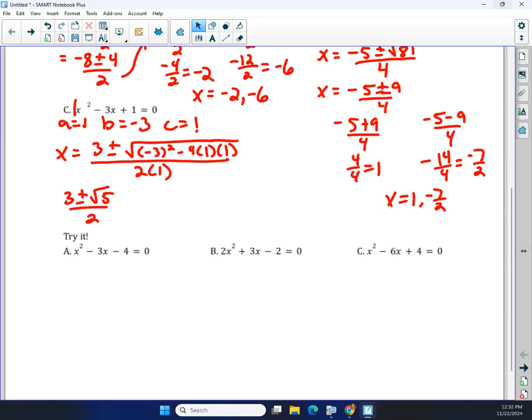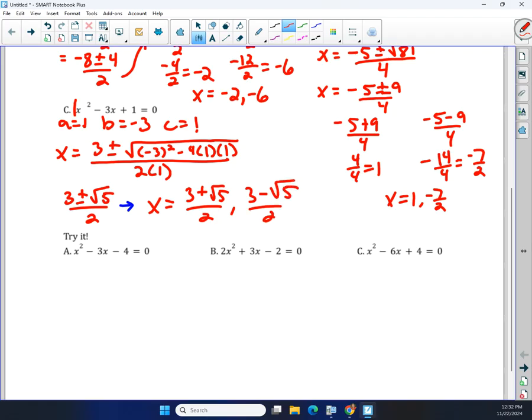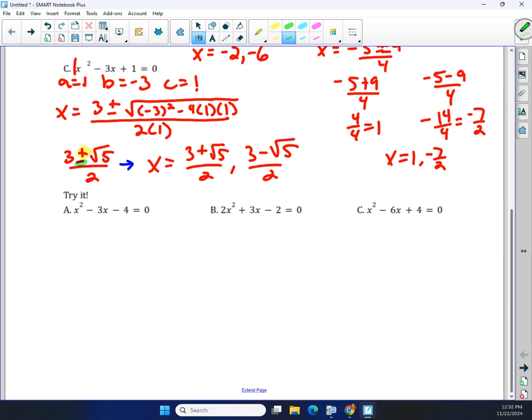We're not going to approximate the 5. Our answer is just going to be x equals 3 plus the square root of 5 over 2 and 3 minus the square root of 5 over 2. And that's because this formula gives us both parts, plus and then minus. So there are two answers, 3 plus square root of 5 over 2 and 3 minus square root of 5 over 2.